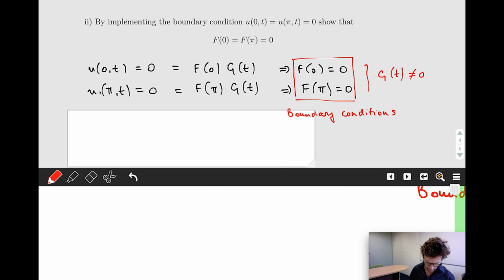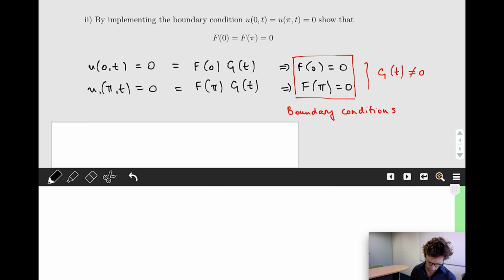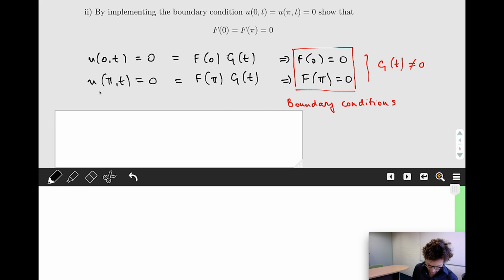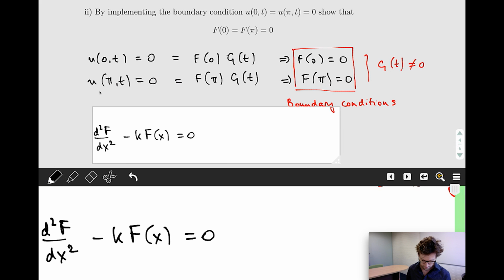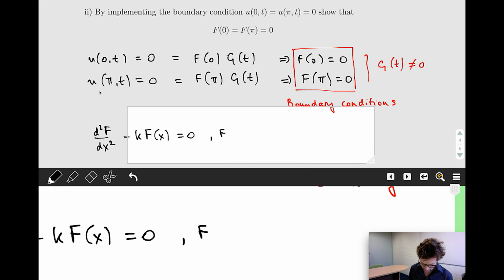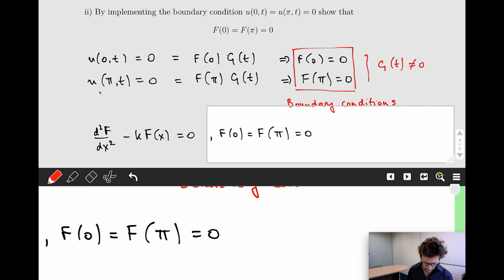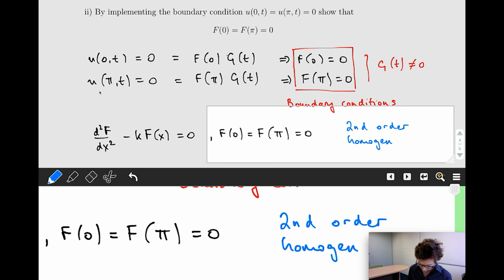So let's have a think about what our ordinary differential equation is that we have to solve. It's d squared f dx squared minus k f of x is equal to 0, with the boundary conditions f at 0 equal to f at pi equal to 0. So this is a second order homogeneous differential equation.